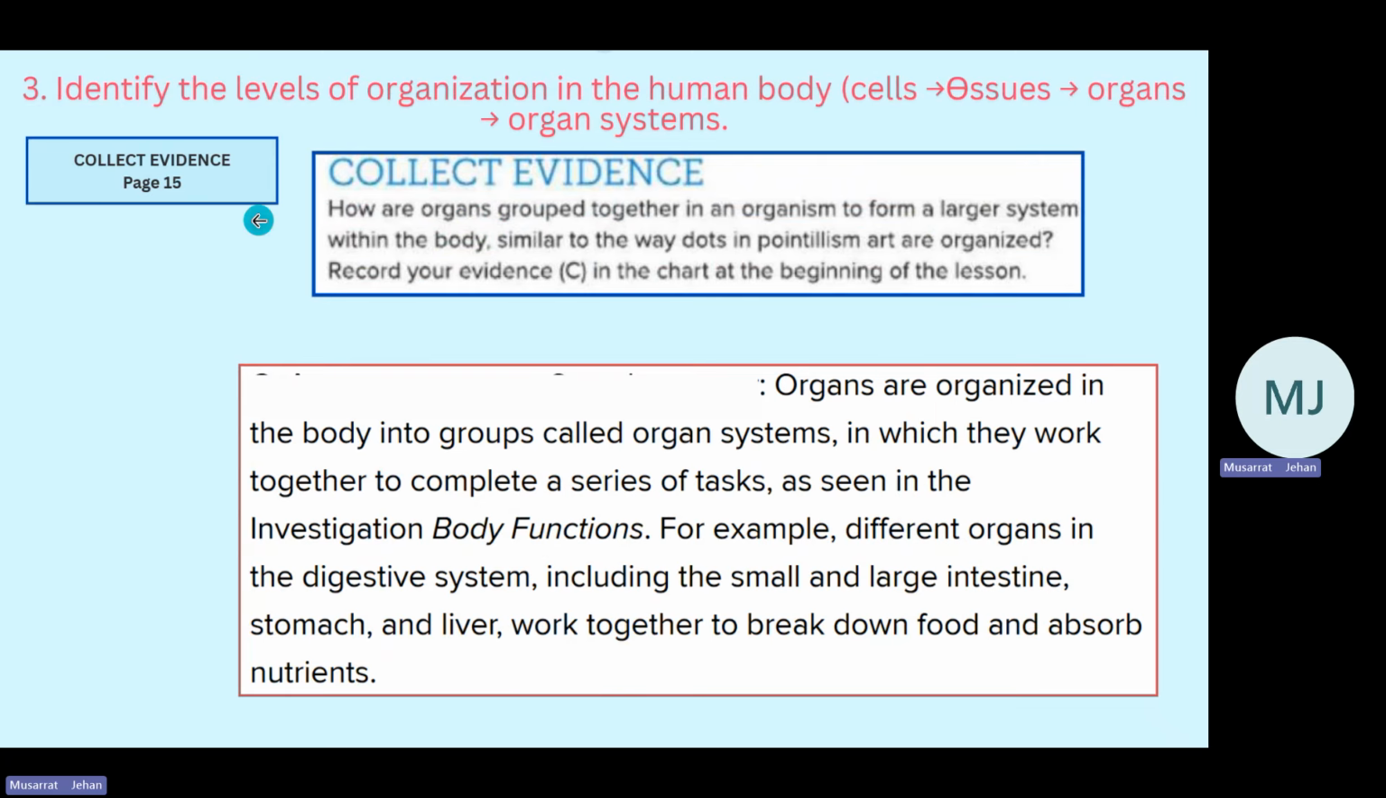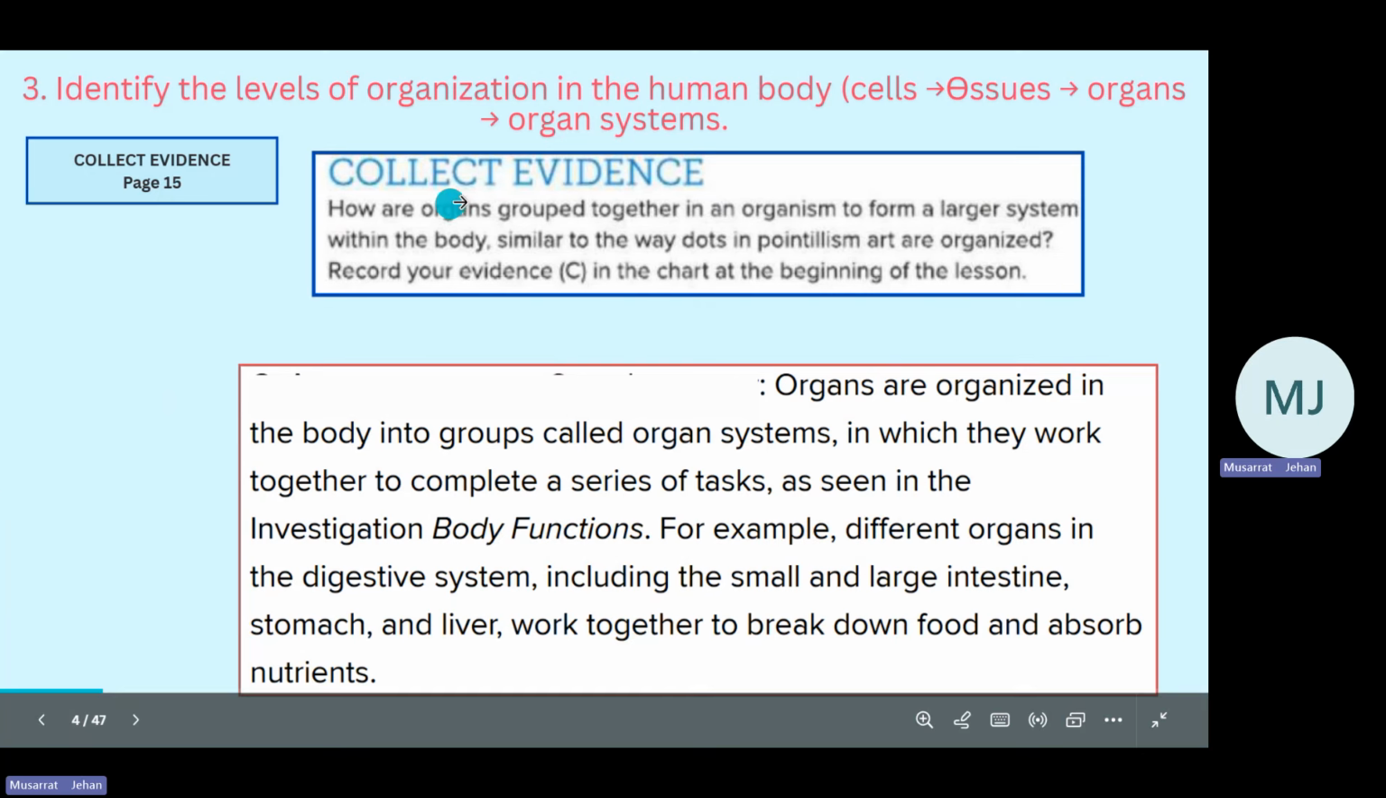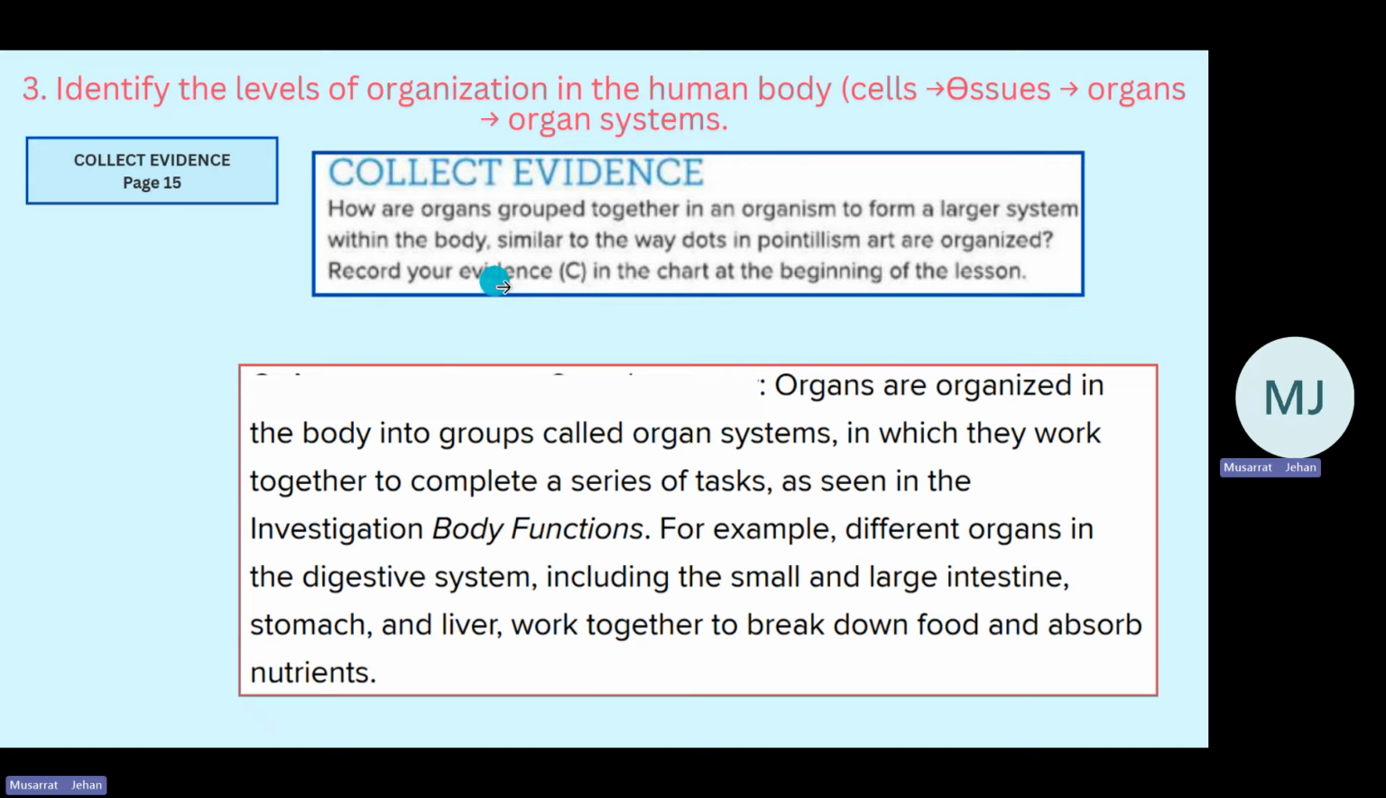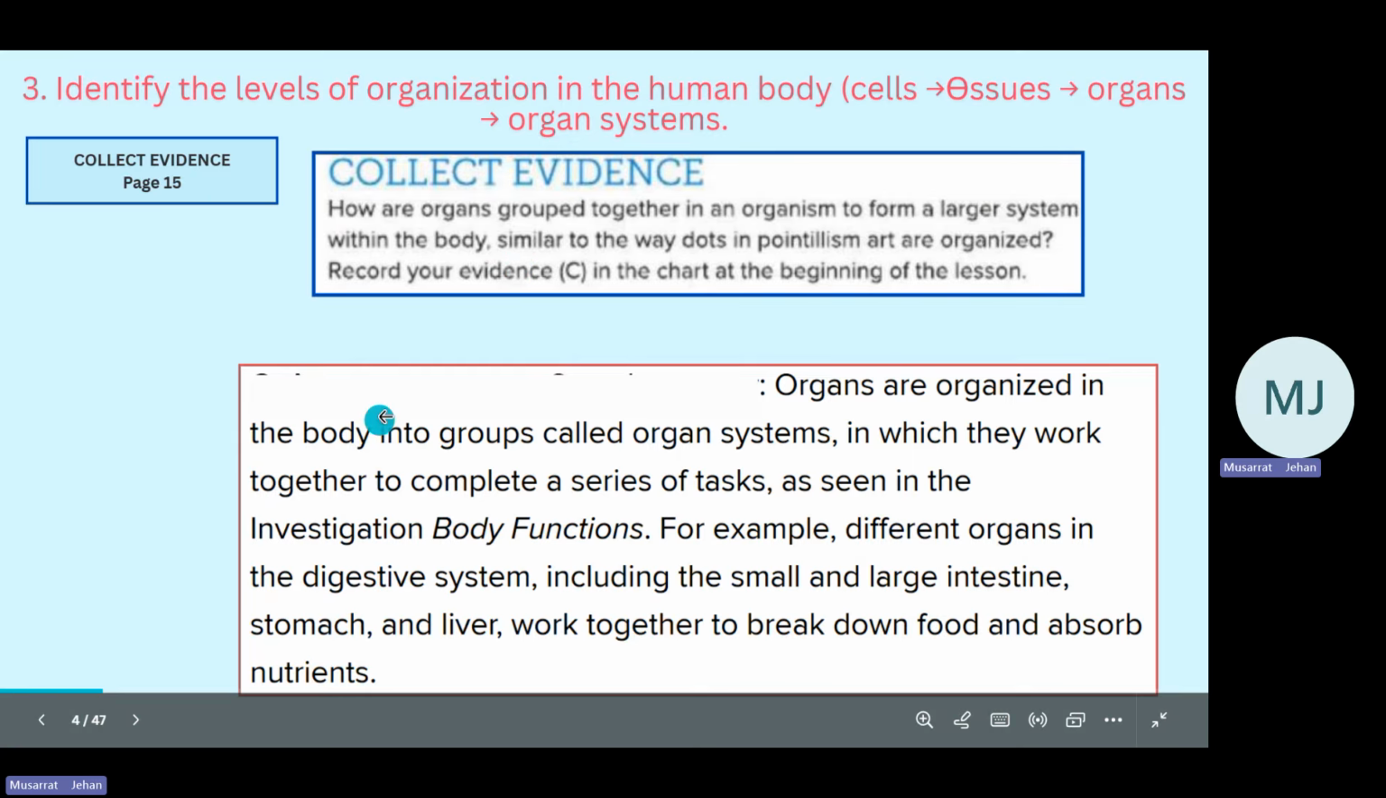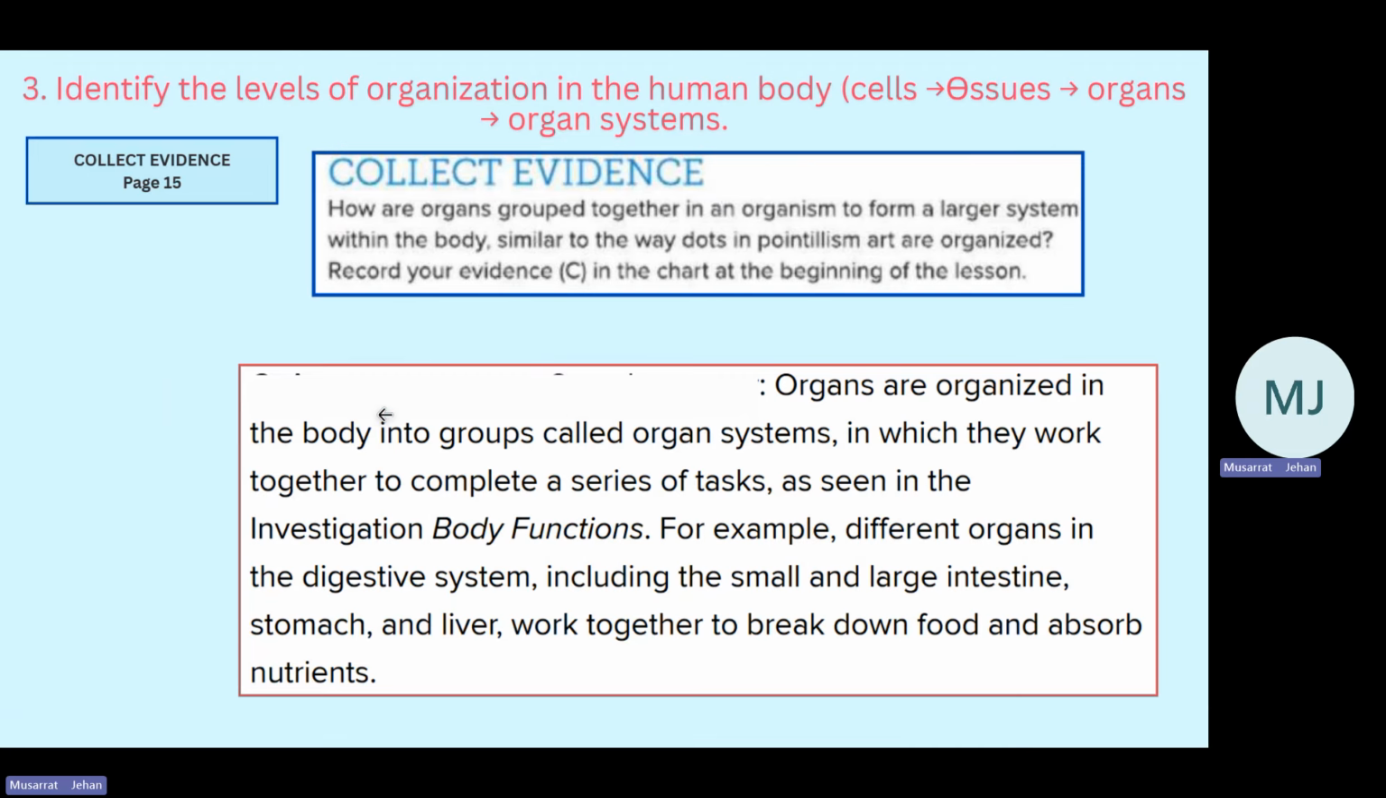Next question is collect evidence on page 15. Here they're talking about how our organs group together in an organism to form a larger system. So here we are talking about levels of organization and how they are organized in the human body. We know that organs are organized into groups which are called organ systems, and they work together in completing different tasks, and that's how all the organ systems combine and form the organism.